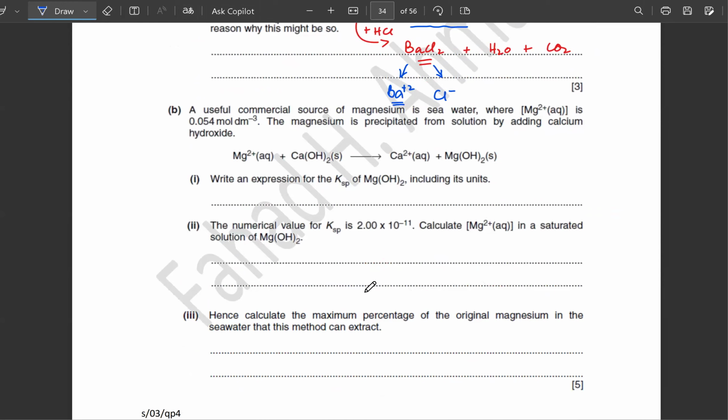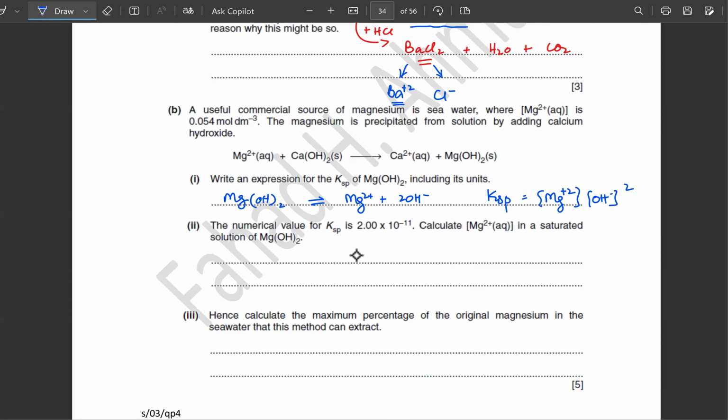I say you got this other one. He says write an expression for it's kind of the same thing. Write an expression for Ksp of Mg(OH)2. So you're going to take Mg(OH)2 and it will dissolve. It will produce Mg ions and it will produce two OH ions. What is the Ksp expression? The Ksp expression would be Mg ion concentration, and that's going to be power 1, and OH ion concentration, and that's going to be squared.